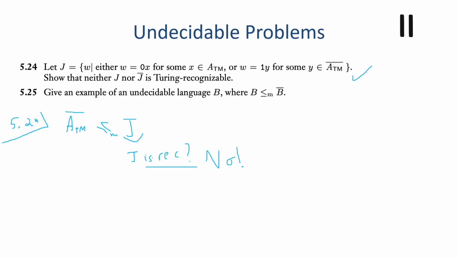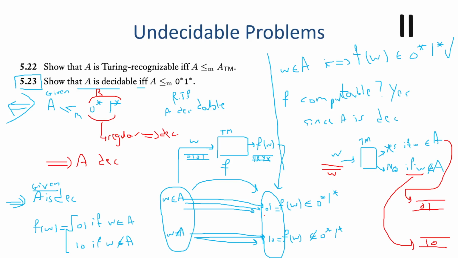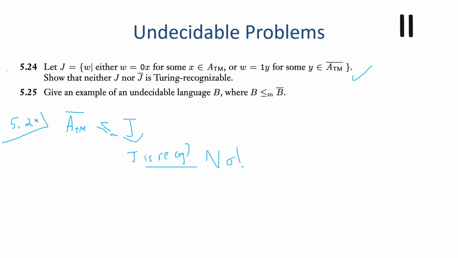Why? Assume that it is. If I assume that J is recognizable, since ATM complement is reducible to it, that must mean by the theorem, just like the theorem before that said if A is reducible to B and B is decidable, then A is decidable. There's also another theorem that says if A is reducible to B and B is recognizable, then A is recognizable. So it won't be possible here since ATM complement is not Turing recognizable.